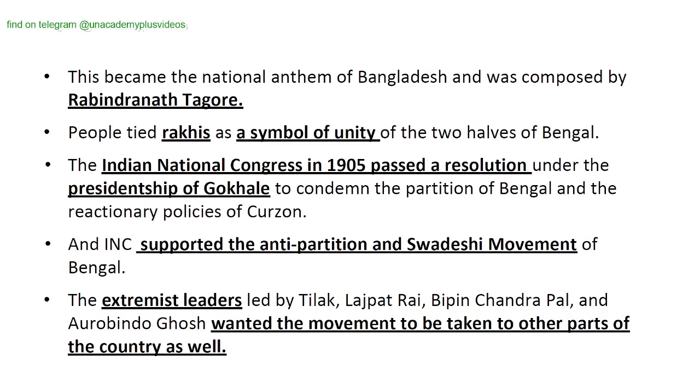The Indian National Congress in 1905 passed a resolution under the presidency of Gokhale to condemn the partition of Bengal and the reactionary policies of Curzon. And the INC supported the anti-partition and Swadeshi movement of Bengal. The extremist leaders led by Tilak, Lajpat Rai, Bipin Chandra Pal and Aurobindo Ghosh wanted the movement to be taken to other parts of the country as well.